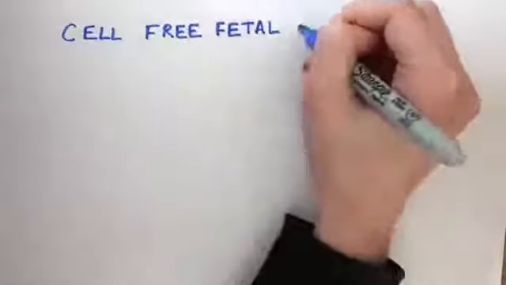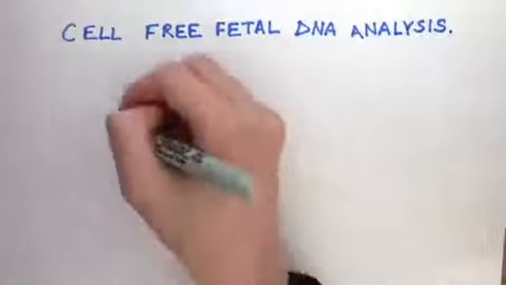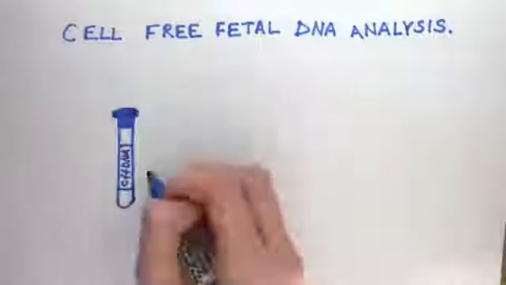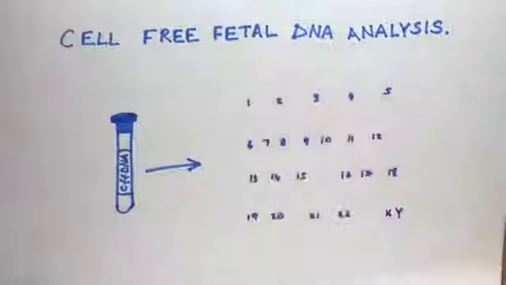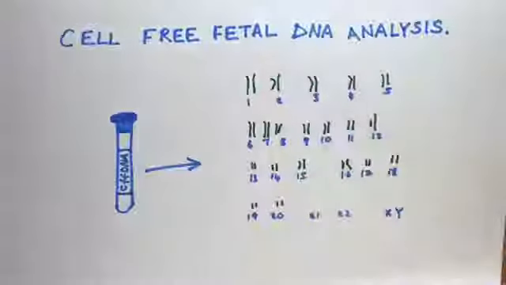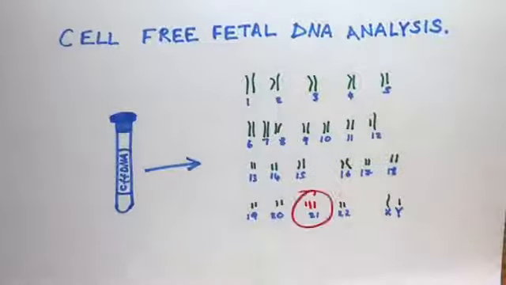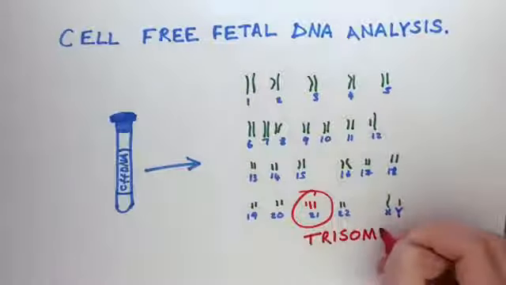Cell-free fetal DNA analysis. How does the science actually work? This video will explain how cell-free fetal DNA can be analyzed to check for aneuploidies, an example of which is trisomy 21, also known as Down syndrome.